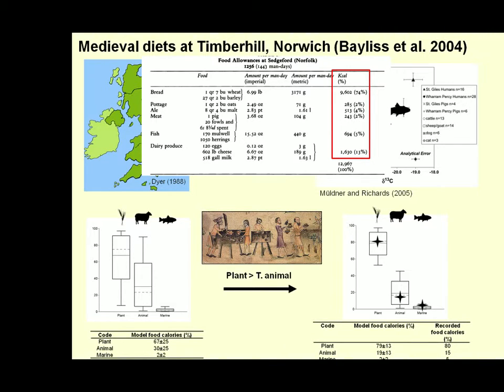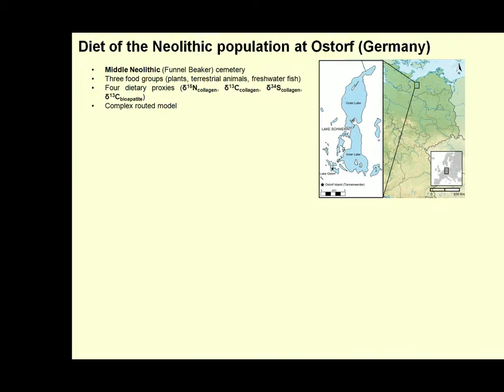So finally, I would like to talk about one case study where this integrated approach was actually applied. That's the prehistoric graveyard site of Orstorf in the eastern part of Germany. The graveyard is located on an island within Lake Orstorf, which is located in a bigger lake district, about 1.5 kilometers away from the much bigger Lake Schwerin.